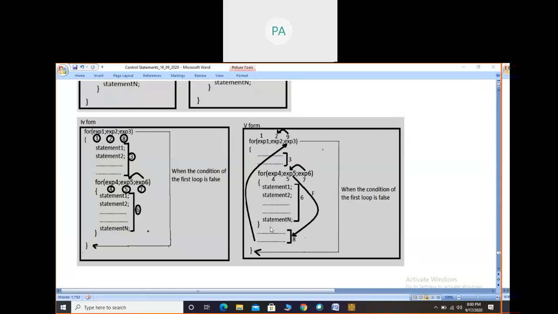Okay, you look at the sentence: when the condition of the first loop is false, it will directly come to the end of the nested loop structure. You copy these two things with the numbers that I have written in the circles. Those indicate execution steps. If you come across any doubts, you can ask.